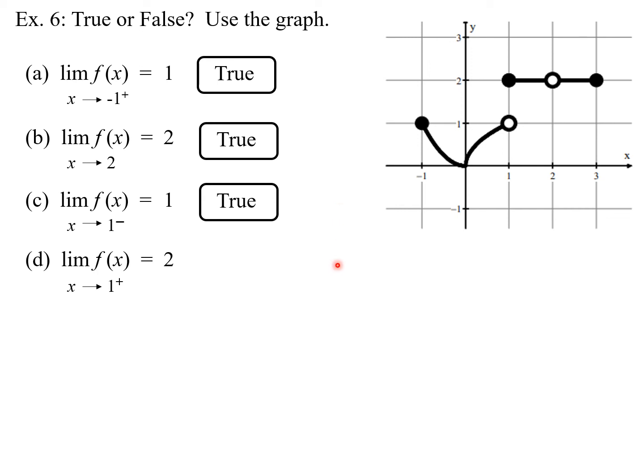Pause. Okay, now we're approaching 1 from the positive side. There's 1 from the positive side. We're approaching it, and we get to a value of 2. So that makes that statement true as well.